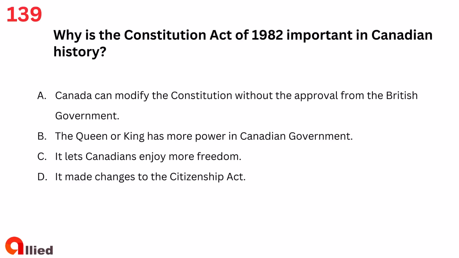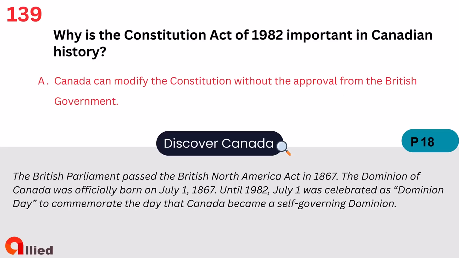Question 139. Why is the Constitution Act of 1982 important in Canadian history? A. Canada can modify the Constitution without the approval from the British government. B. The Queen or King has more power in Canadian government. C. It lets Canadians enjoy more freedom. D. It made changes to the Citizenship Act. The answer is A. Canada can modify the Constitution without the approval from the British government.